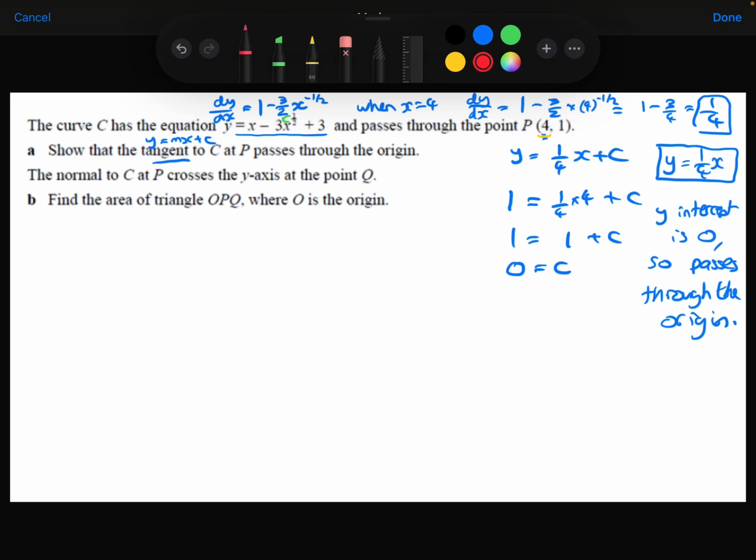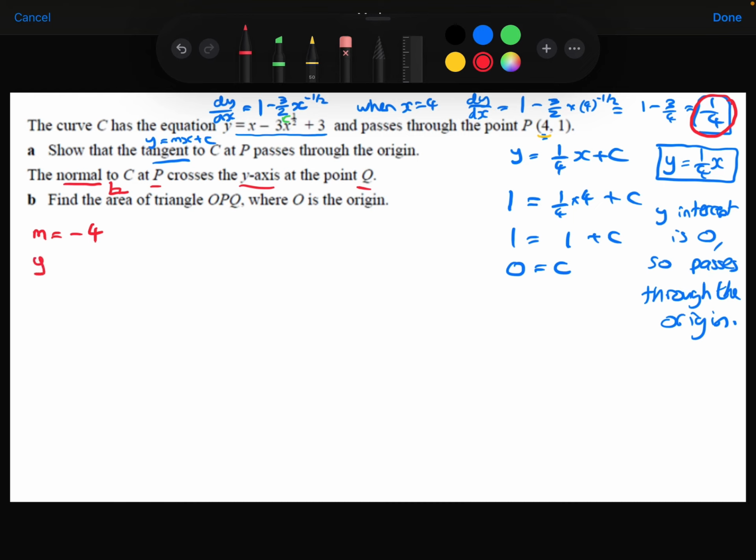We're then told that the normal to the curve at point P crosses the y-axis at point Q. So normal makes me think perpendicular and negative reciprocal. At the same point, we know the gradient of the tangent at that point is 1/4. So therefore the gradient of the normal at that point is the negative reciprocal of 1/4, which is minus 4.